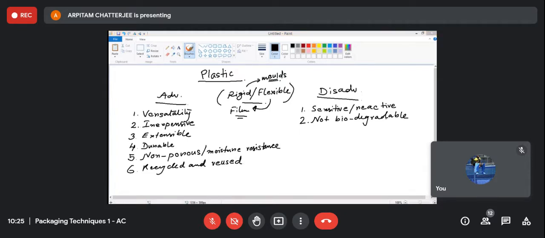For example, if you see the big water containers which we normally buy, those 20 liter, 25 liter jars, once you use that, your vendor takes it back and they refill it and use it again. So it can be reused also, and it can be recycled also. Although not all the plastics can be recycled, mostly the plastics can be recycled. So that's obviously an advantage.